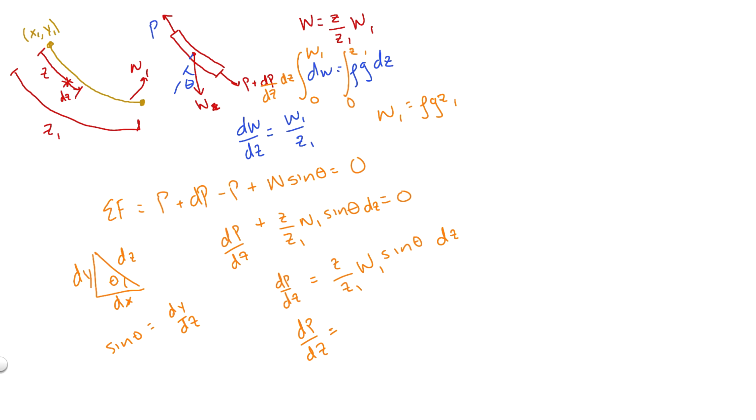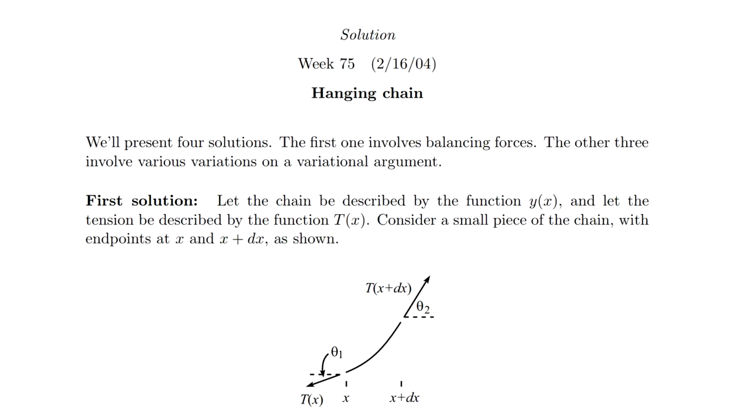Okay, I think I'm just gonna look at the solution. So here's the solution. The hanging chain will present 4 solutions. There's 4 different ways. It says the first one involves balancing forces. That's the one I'm interested in. The other 3 involve various variations of a variational argument. What does that even mean?